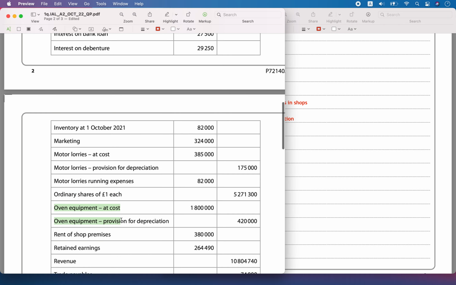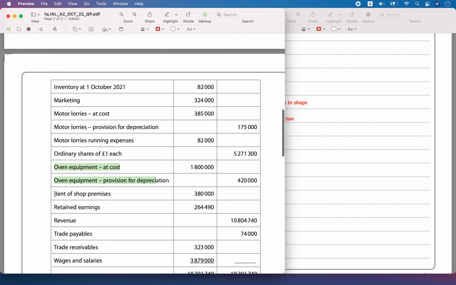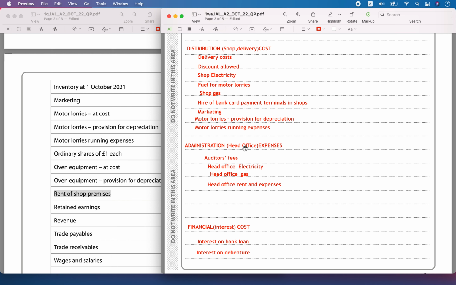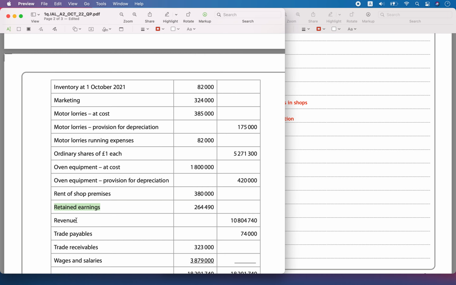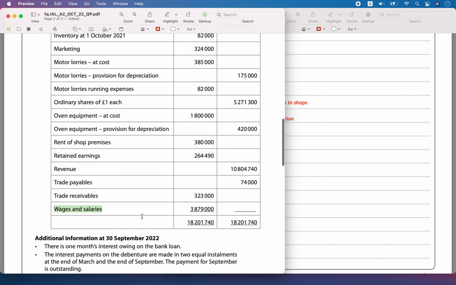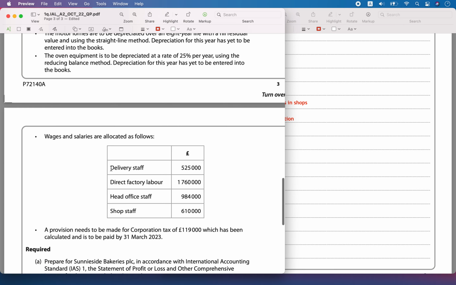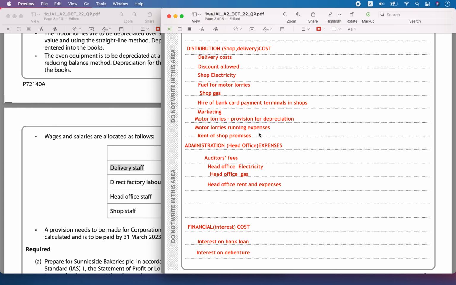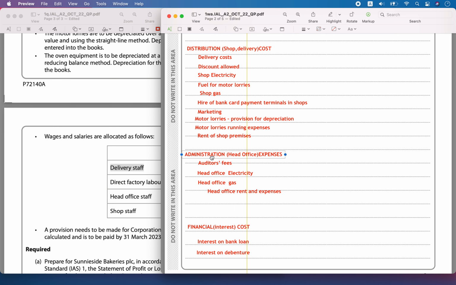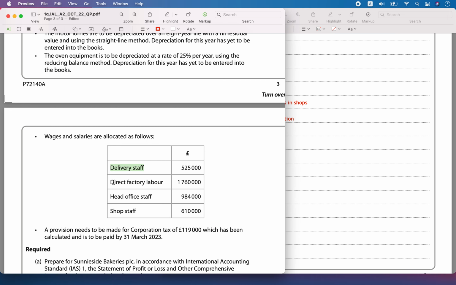Then ordinary shares will not come. Oven equipment is used in the factories. Then rent of shop premises, this is also going to appear on the distribution cost. Then you have retained earnings, it's not going to come. Revenue we have to include here. Trade payables, trade receivables, wages and salaries, we don't know wages and salaries. First one is delivery staff wage, which is going to come under the distribution cost. So let's put it here, delivery staff wage.